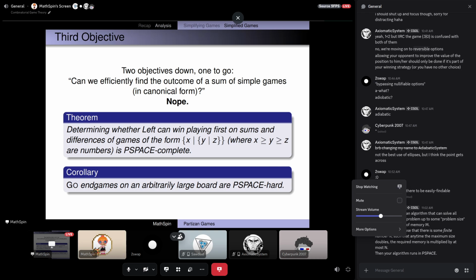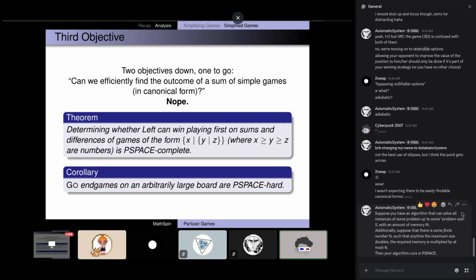No, that's what complete as opposed to hard means. Oh no, you're right. I'm sorry. I forgot how that worked with these games. Yeah, with that X, Y, and Z, it is effectively exactly the hardest problem in PSPACE.